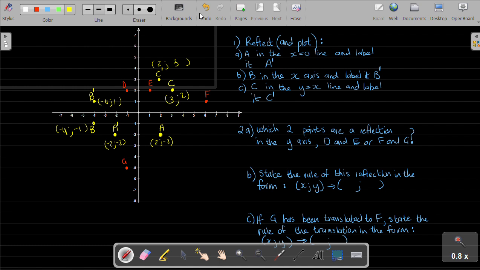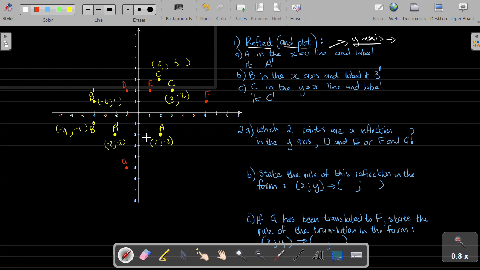Now, are you ready for the big bad questions? Let's go. Number one says, reflect and plot on the Cartesian plane. A, so where's A? Let's find A. A is over here. It says reflect A in the x equals 0 line. Now, guys, what does that mean? Please remember, they could ask it like this in the test. This also means in the y-axis. Tell me the rule. The y value stays the same, am I right? And then the x value changes sign.